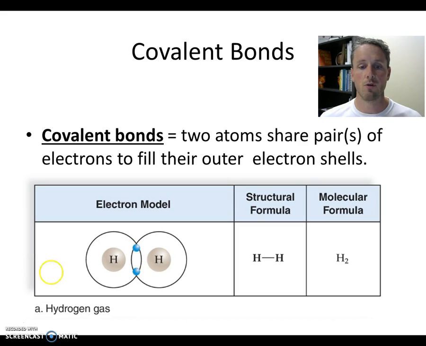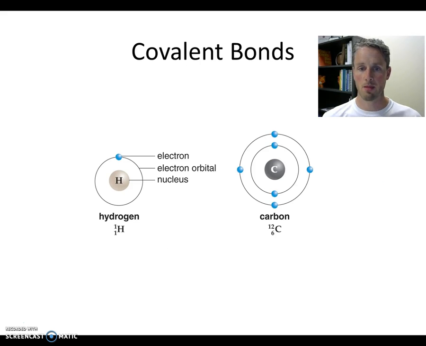So here's an image of what that looks like. We've got our 2 hydrogen atoms sharing this pair of electrons. Those electrons will orbit equally around both nuclei, and we form this covalent bond. Again, the sharing of electrons between those 2 atoms. It can happen between dissimilar atoms as well. So here's an example between carbon and hydrogen.